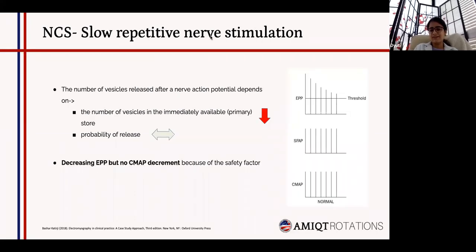So with a slow repetitive nerve stimulation, under normal conditions, the number of vesicles in the primary store would decrease, the calcium would remain the same, so the probability of release would remain the same. And thus, because of both these factors, the end-plate potential would decrease, but it would always remain above the threshold and the CMAP would be normal.